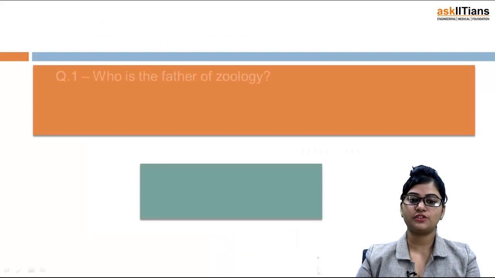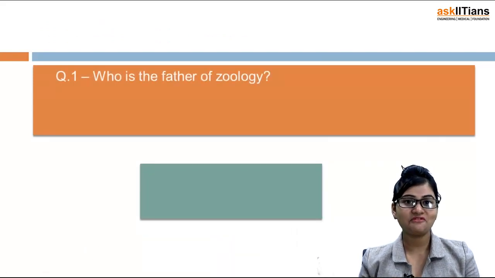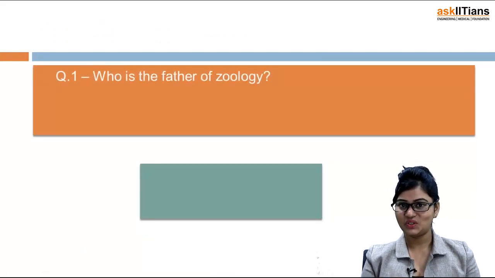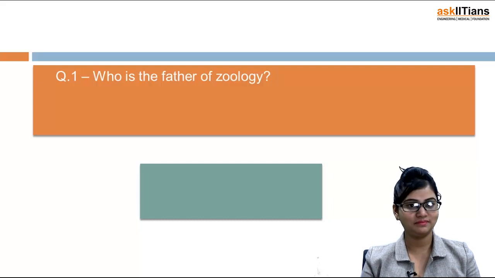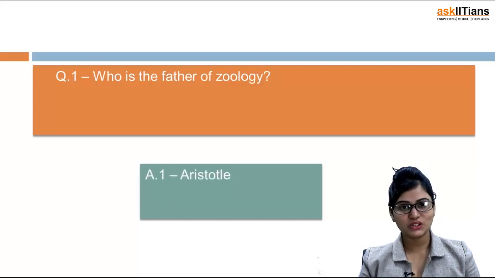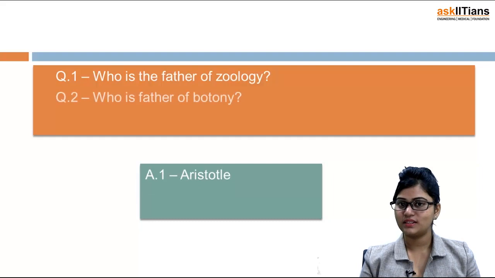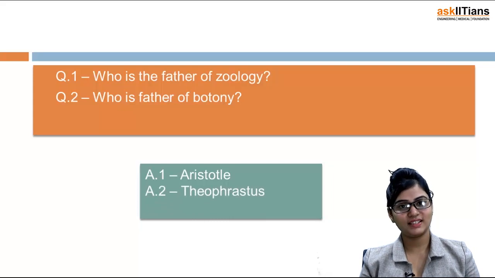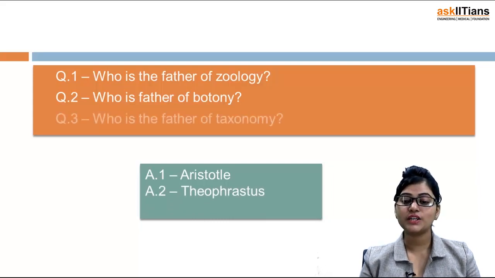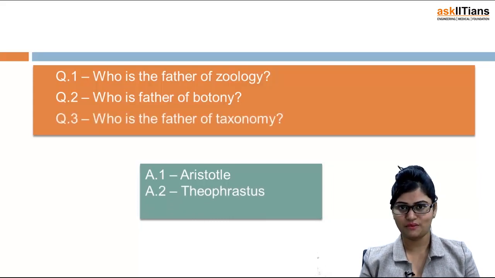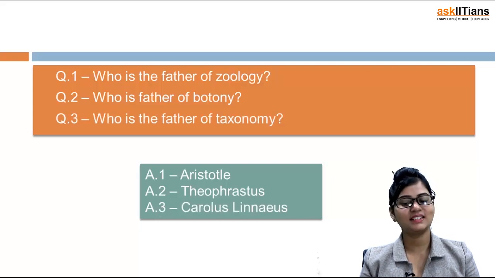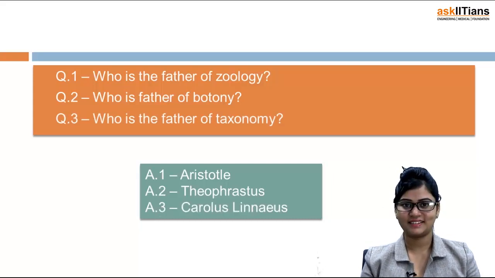Now, I am going to test your knowledge. Who is the father of zoology? Yes, we have discussed. Exactly, Aristotle. And who is the father of botany? We discussed it again. Yes, Theophrastus. And last question, who is the father of taxonomy? Yes, it is Carolus Linnaeus.